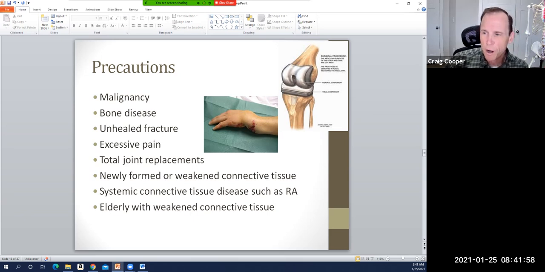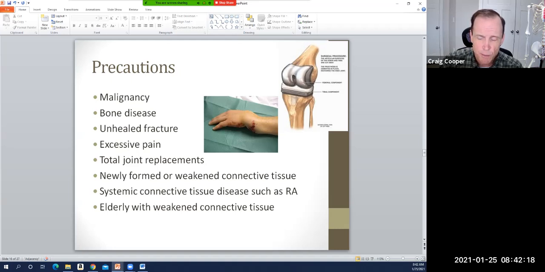Cancers, we don't want to, that bone is likely to be fragile. And if we're doing a forceful joint mobilization, we might actually break it ourselves. Or somebody that has really bad osteoporosis, same kind of thing. If it hurts too much, total joints.